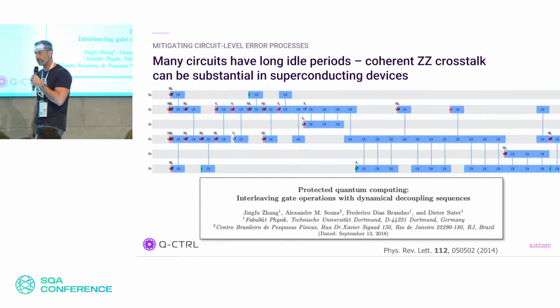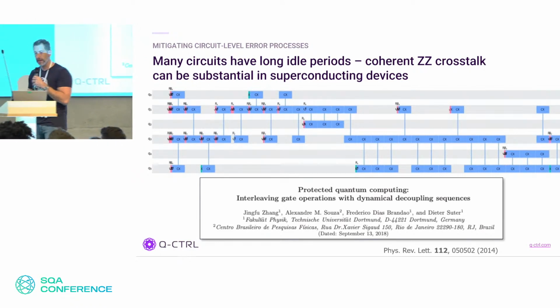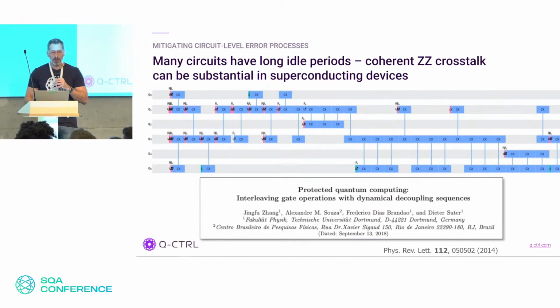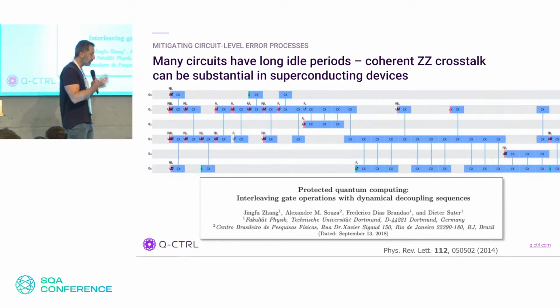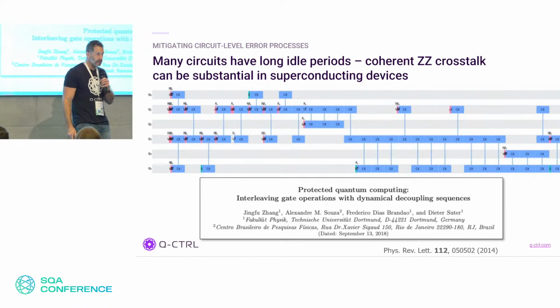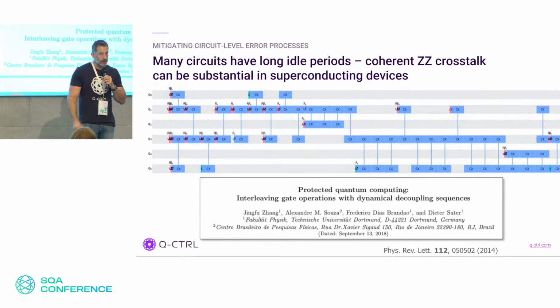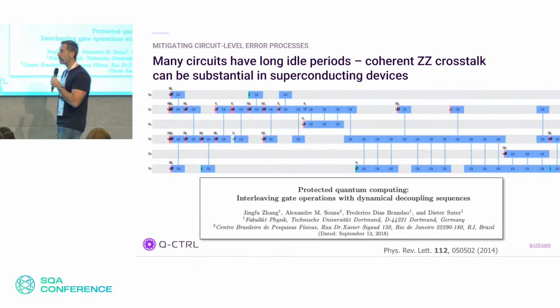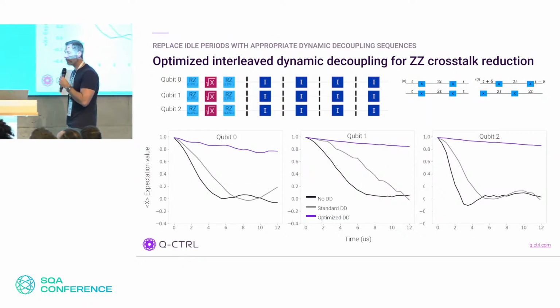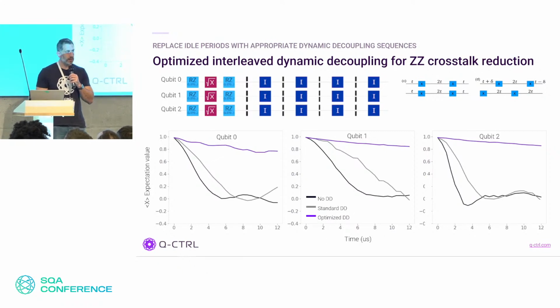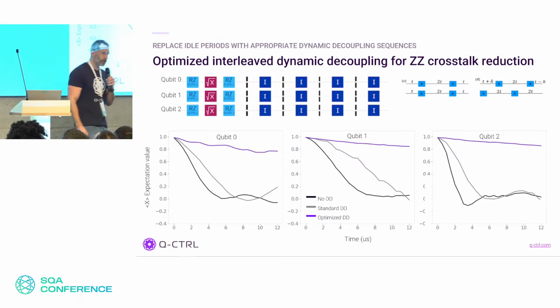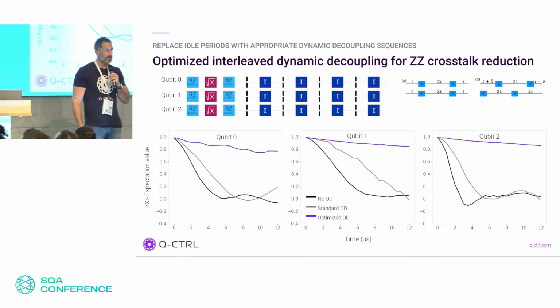Daniel Lidar has done a lot of work on interleaving dynamic decoupling into protocols as well. But we took on this particular task asking, how can we make the best identity operations to cancel errors that arise at the circuit level and only at the circuit level? So that means we're not only considering dephasing, but we're considering what has been spoken about quite a lot, the canonical ZZ crosstalk, the always-on interaction that can lead to errors.